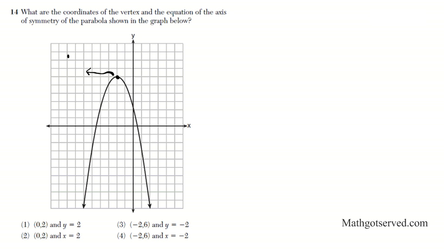So the question is, what are the coordinates of the vertex? Trace it down to the x. That's your x coordinate. If you count back, 1, 2, this is -2. And go up 1, 2, 3, 4, 5, 6 along the y-axis to find the y-coordinate of your vertex. So our vertex is -2, 6.